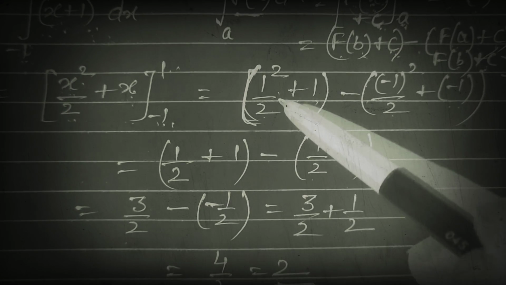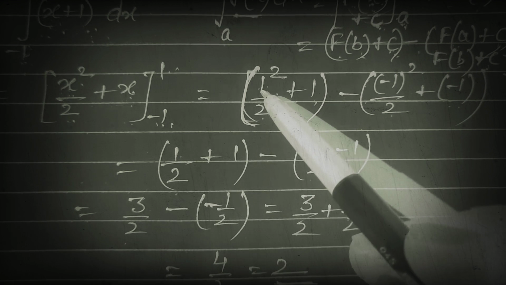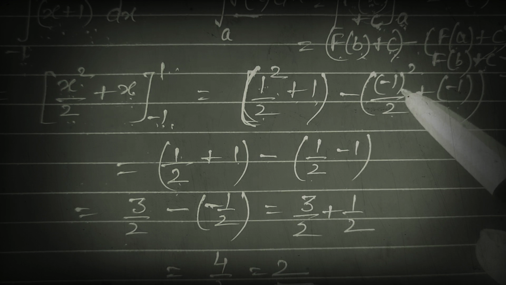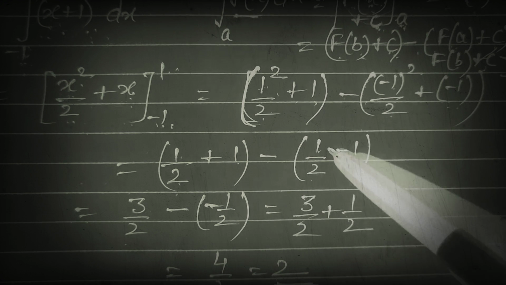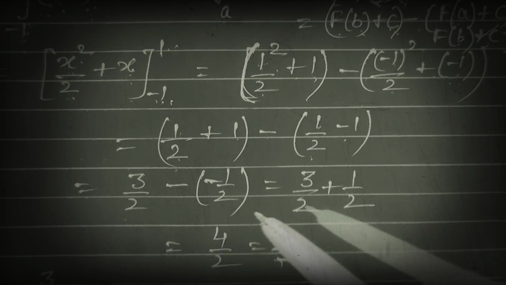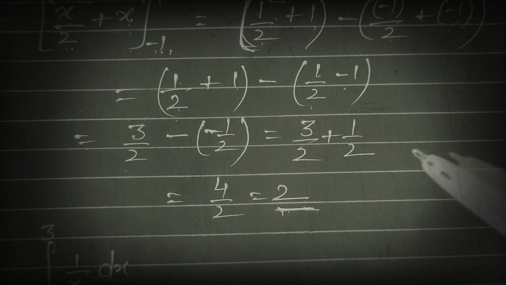So we get 1 square upon 2, which means 1 upon 2 because 1 square is 1. So 1 upon 2 plus 1, minus, 1 square is also 1, so it is 1 upon 2 minus 1. After solving this we will get the answer 2. This is the answer. Now come to the second part.